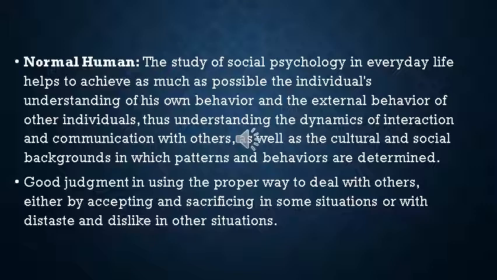Good judgment in using the proper way to deal with others, either by accepting and sacrificing in some situations, or with distaste and dislike in other situations. This means what? Not all people will be the same as me in thinking or beliefs or attitudes or behavior. So sometimes if we find the other partner is the same, it's okay. We will accept this relationship. But sometimes if we find that they are different from us and you want to complete this relationship, you will sacrifice. That means you will start to accept thinking different from your own. That the other is thinking differently than you, you will accept that. Means that you will sacrifice in some situations, or you will show distaste. Distaste means you dislike, you do not want, so you are going to not complete this relationship.